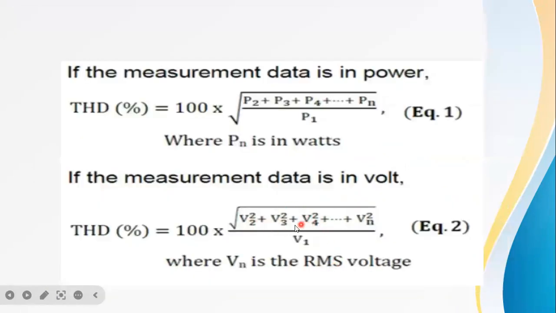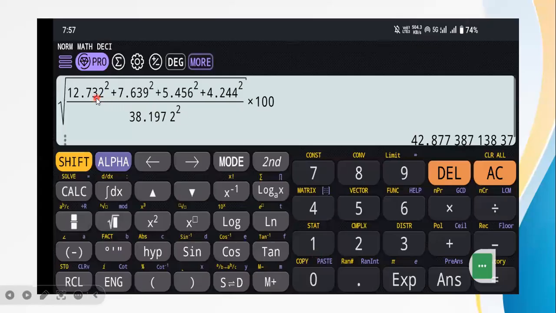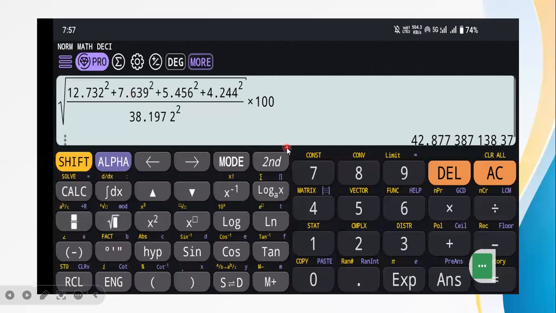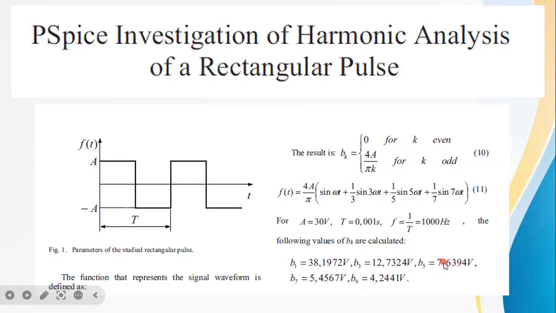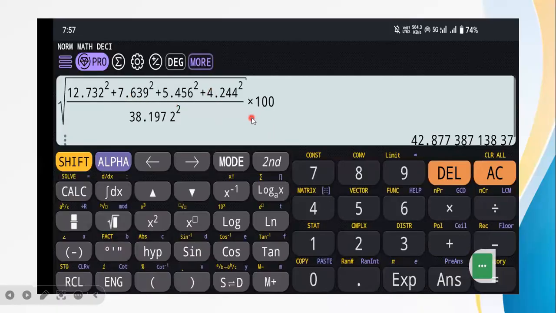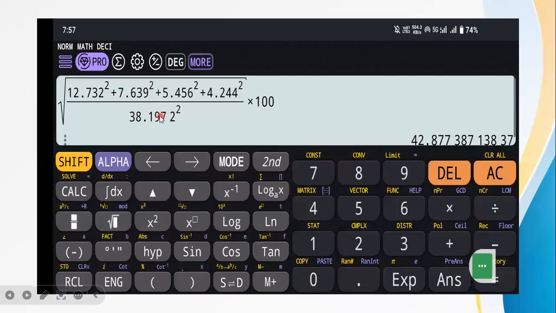Substitute these in the total harmonic distortion formula. Here, substituting the values of the harmonic voltages, 12.7324, then 7.6394 volts, the next 5.456, then 4.244, divided by the fundamental 38.1972, into 100 in terms of percentage. Then the total harmonic distortion is 42.877%. This is the total harmonic distortion of the rectangular pulse.